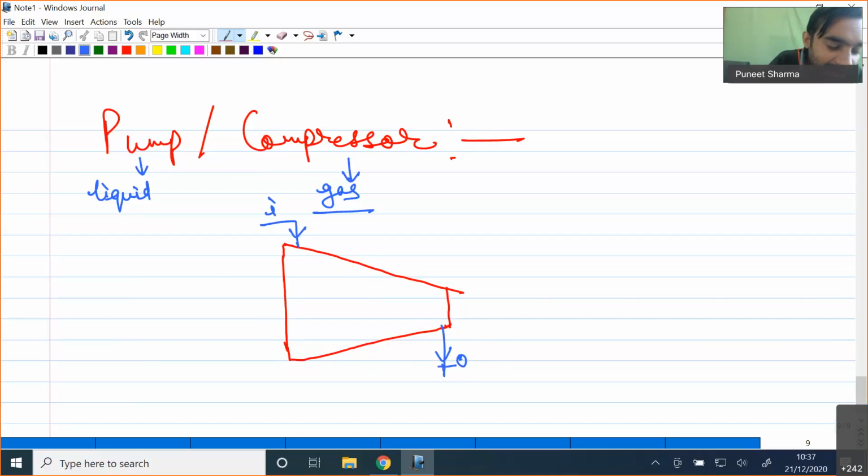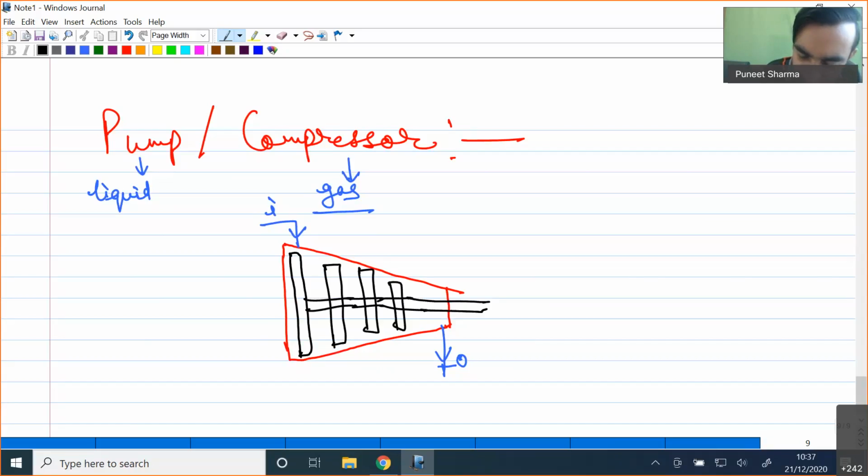In case of the turbine, we were employing the fluid pressure. So the change of fluid pressure was causing some mechanical work to happen. Now in this case, we will be supplying some shaft work. So from here, some amount of work will be supplied to this shaft, and this shaft work will be doing a certain amount of work on the fluid medium. And because of that, if Pi is my pressure at the inlet and Po is the pressure at the outlet, Po will be more in comparison to Pi.